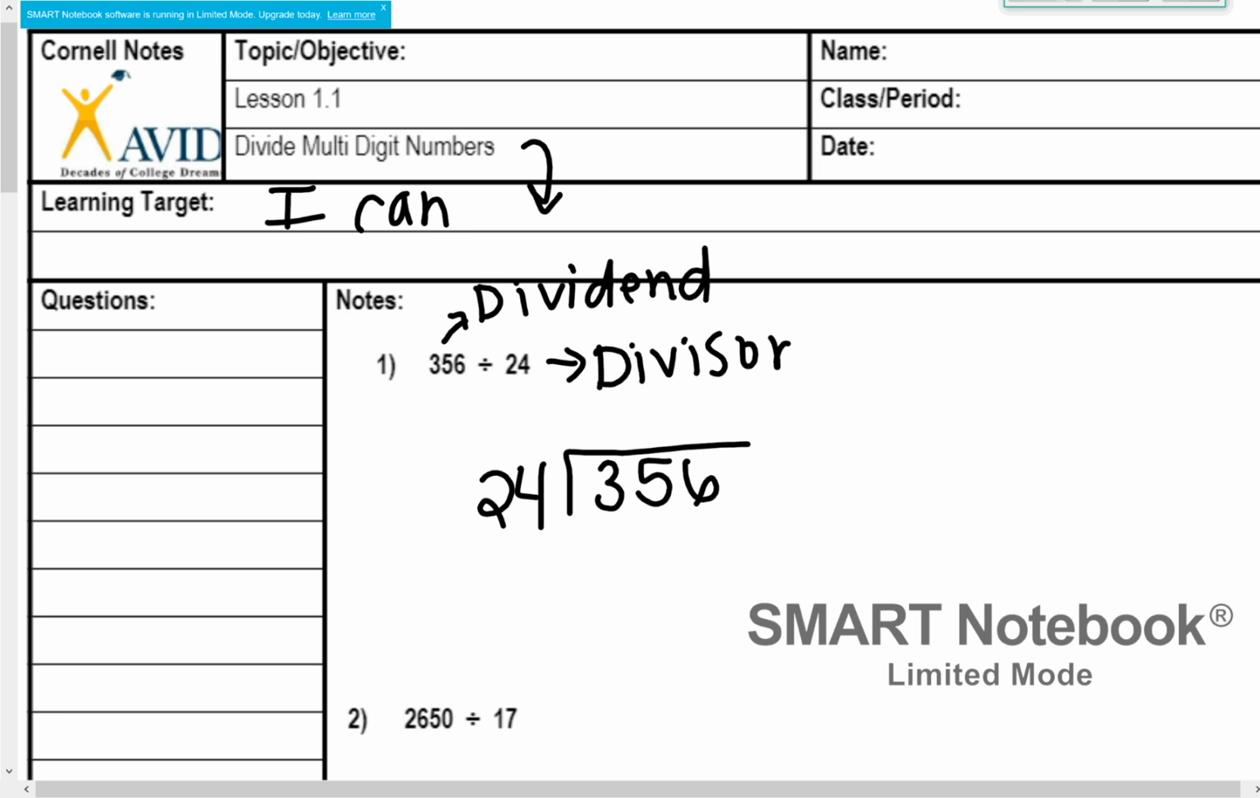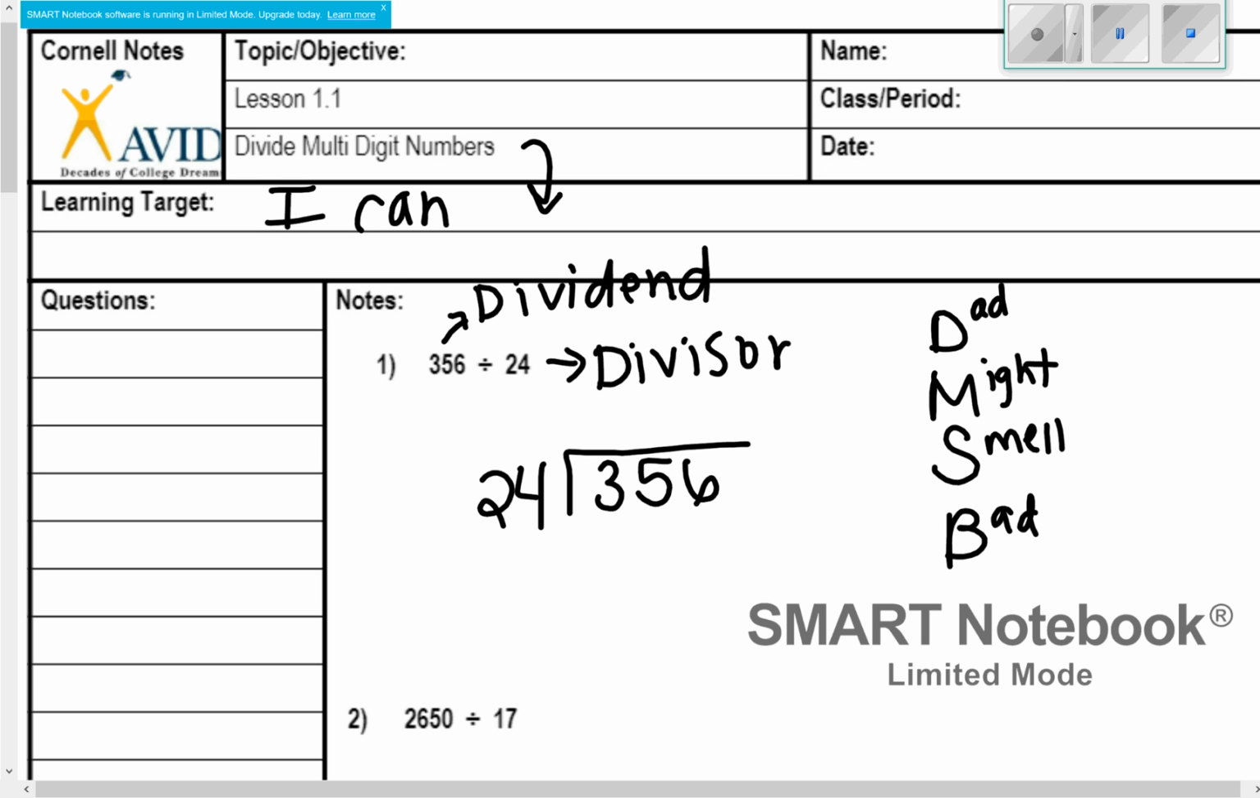Now our steps for dividing using long division is D, M, S, B. Okay. You can come up with a mnemonic device or just a saying that's going to help you remember this. Okay, I use Dad might smell bad. Okay, so Dad might smell bad. That's the order in which we divide. Okay, this D stands for divide.